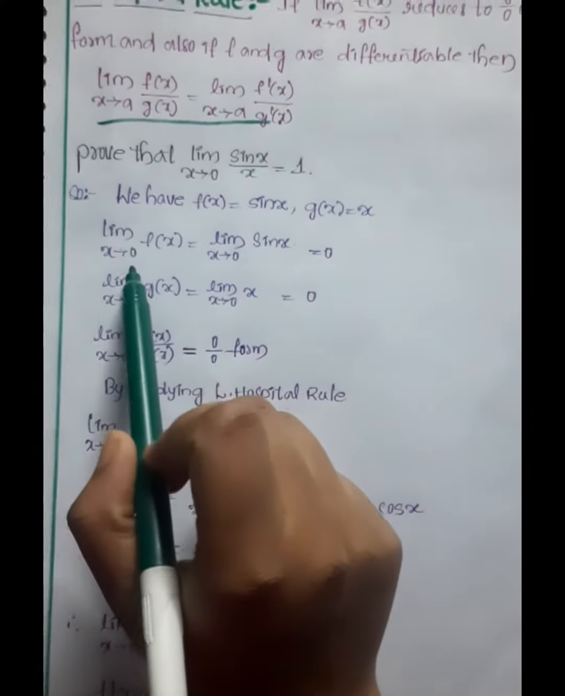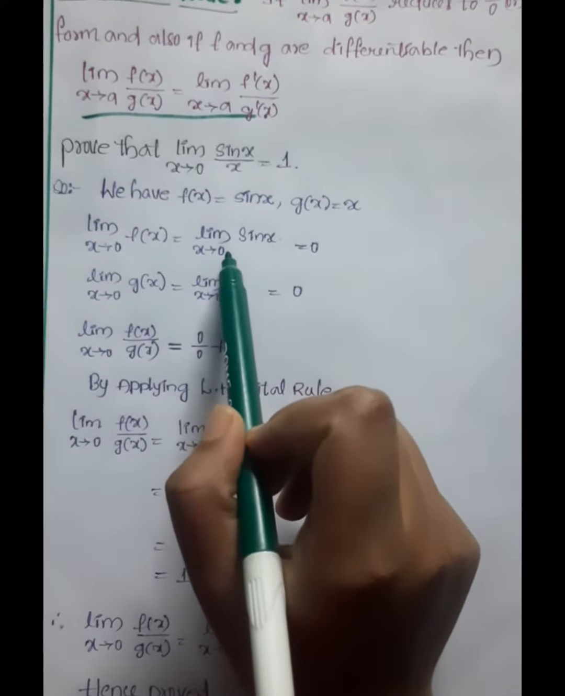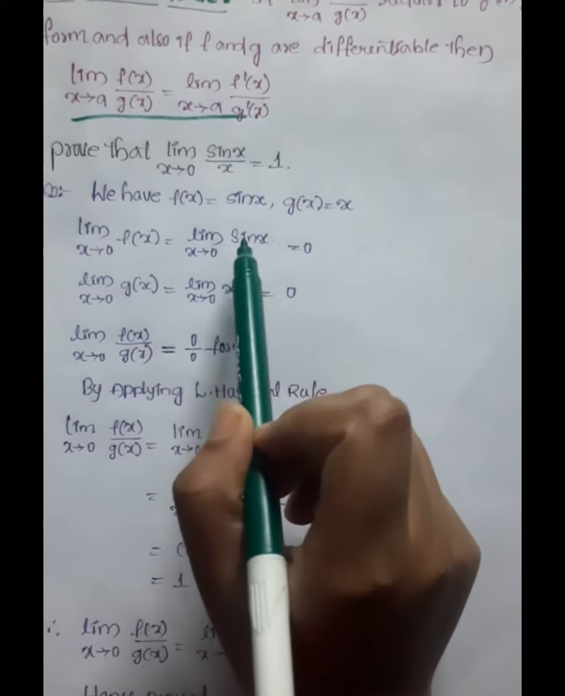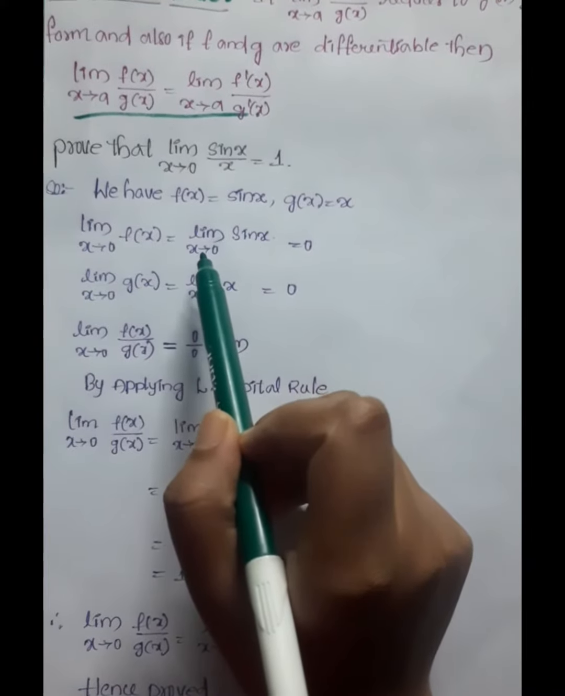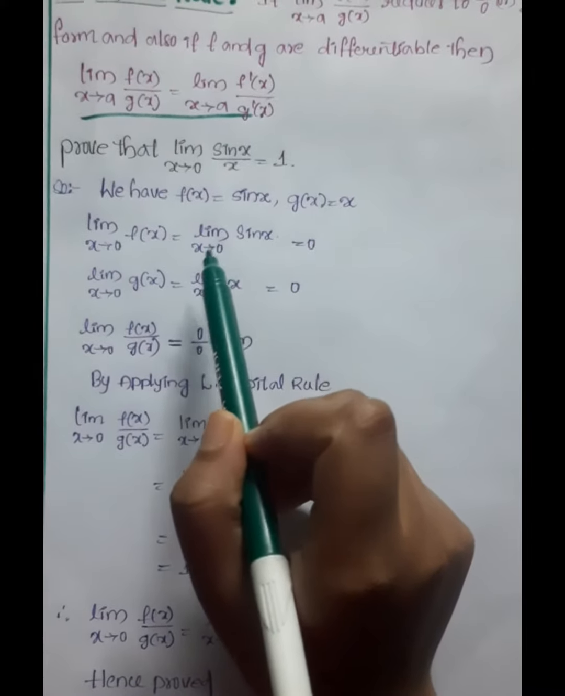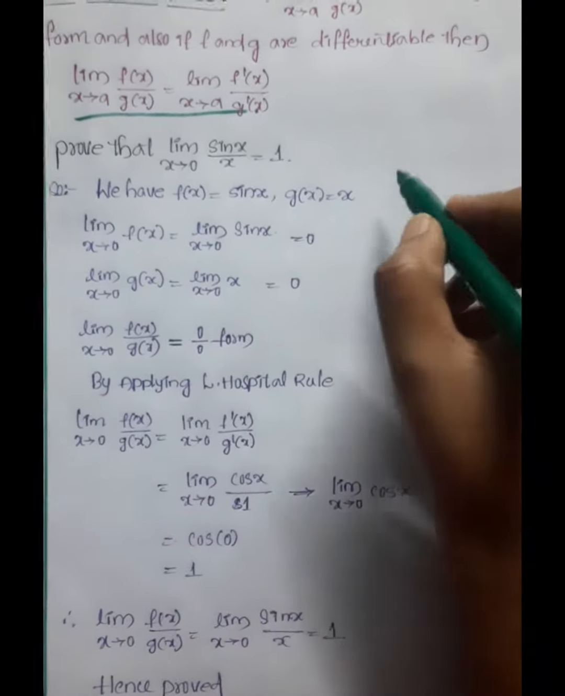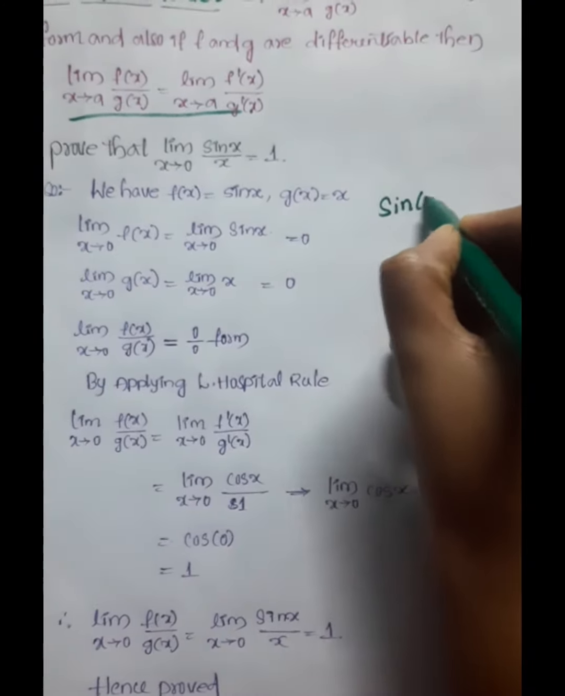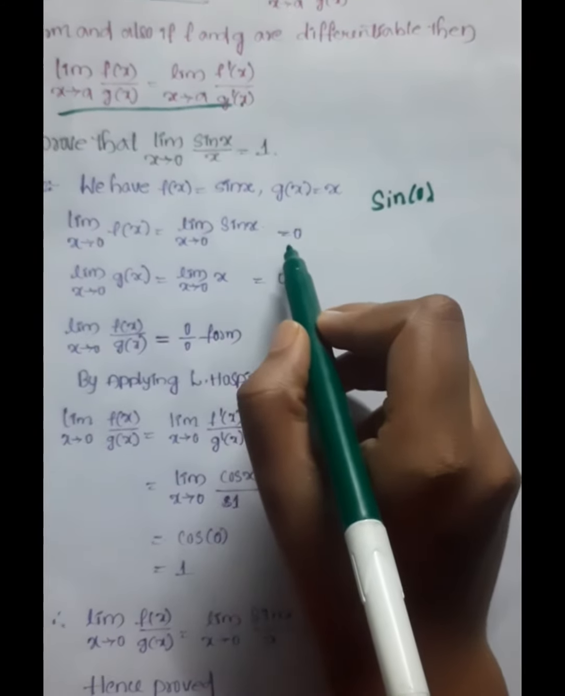I am applying the limit x tends to 0 for f of x. So limit x tends to 0 of sin x. When x tends to 0, in the place of x we have to substitute the value 0. So sin 0. What is the value of sin 0? We are already thorough with the trigonometric ratios. So sin 0 is 0.